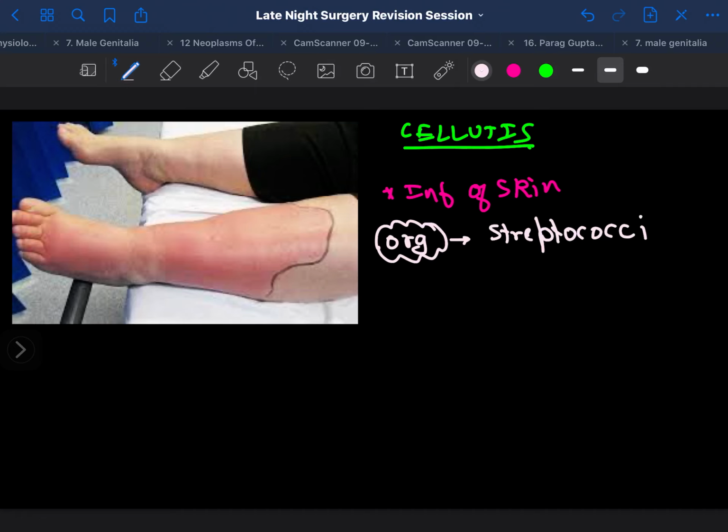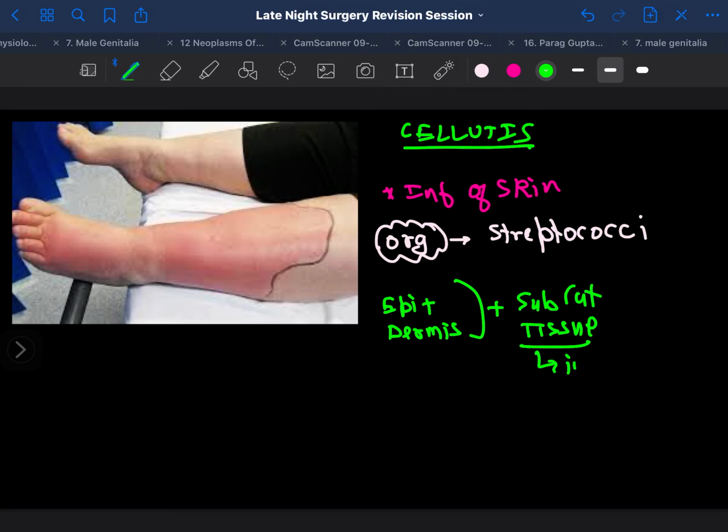Here the dermis and the epidermis are involved, but the subcutaneous tissue is also involved. So the characteristic feature of cellulitis is that along with the epidermis and dermis, there is also involvement of subcutaneous tissue. Are you understanding my point? Subcutaneous tissue is also involved over here. That is what you need to understand in cellulitis.